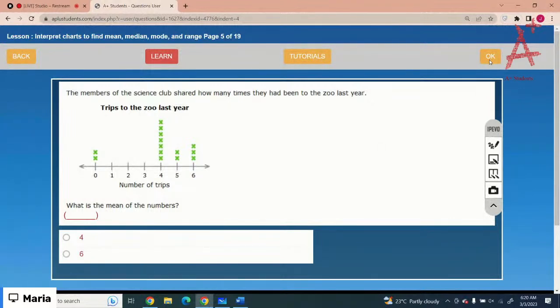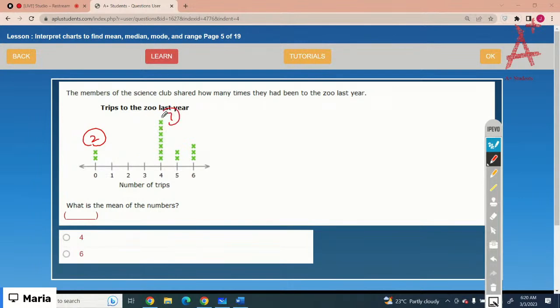The members of the science club shared how many times they had been to the zoo last year. What is the mean of the data? So how do you calculate the mean? Two times here, 7 times here, 2 times here and 3 times here. So for the mean you have to add them. 2 plus 2 plus 3 plus 7 and divide by the 4 numbers.